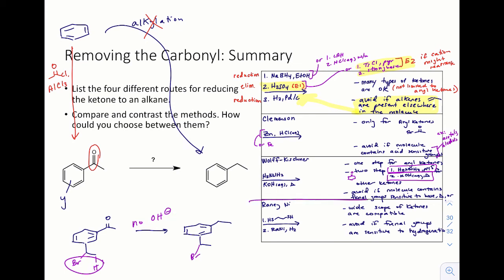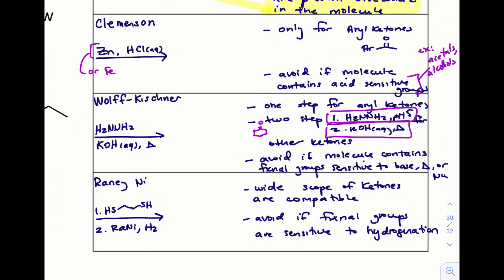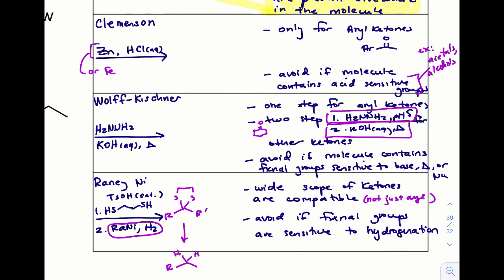For the Raney-Nickel reaction, this is a reduction of thioacetals, and it is compatible with a wide scope of ketones, so not just aryl ketones. You first form the thioacetal. This does require some catalytic acid. And then what is super duper cool is that with Raney-Nickel and hydrogen gas, those carbon-sulfur bonds are hydrogenated right off. They are replaced with hydrogen.